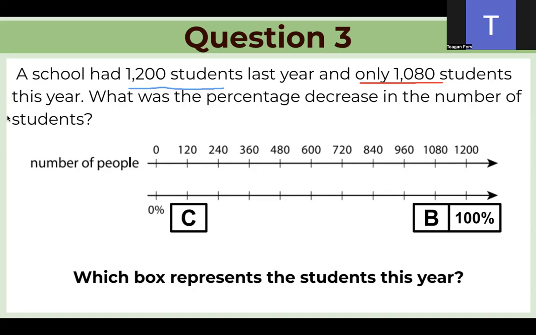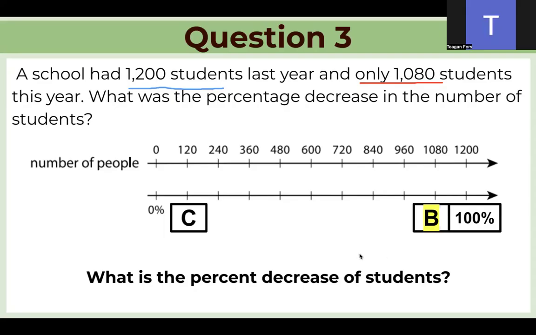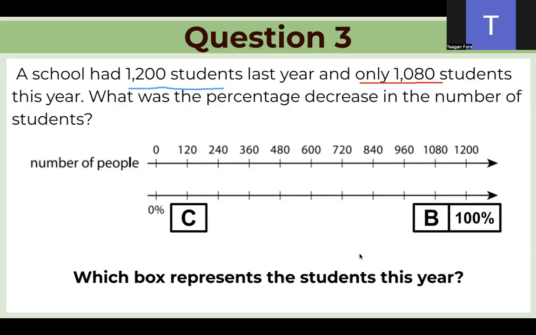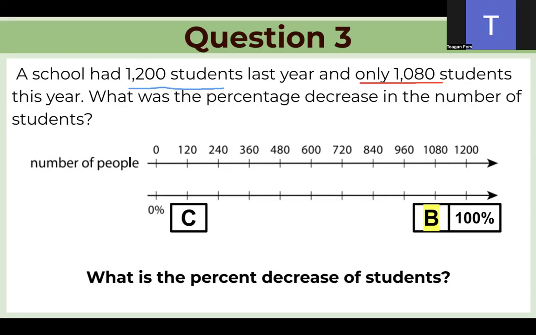Take a guess trying to figure this out, and then I'll go over it. Oops, I skipped a question. Oh my goodness, I'm getting ahead of myself. So, which box represents the students this year? I kind of already gave you a hint. Box B represents the students this year, which I already said is 1,080 students this year. Now that you've tried to solve it already, here's how I'm going to solve mine.